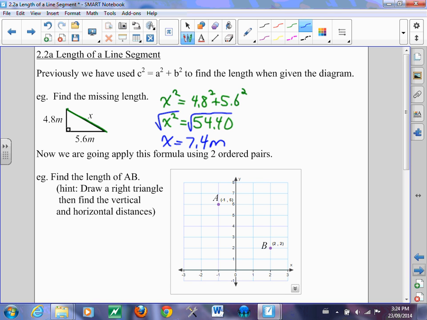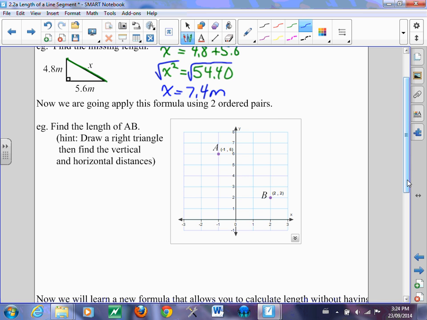Okay? Now we're going to apply this using the two ordered pairs. So ladies and gentlemen, if we take a look at the graph here, it says find length AB, hint: draw a right triangle, and then you find the horizontal and vertical distances. So if we take point A and connect it to point B in a straight line, that's going to be x. How do we measure that? Well, what we've done before is we've taken a look at our vertical change and our horizontal change. So I'm going to draw a right triangle, kind of like when you would do slope. And then we're going to take a look at the horizontal distances and the vertical distances.